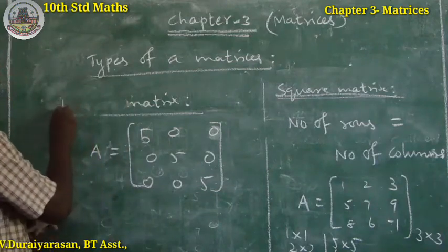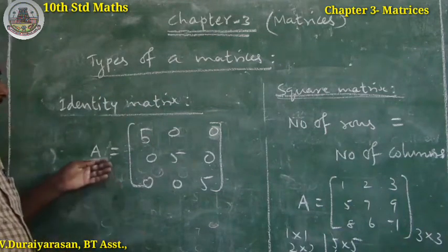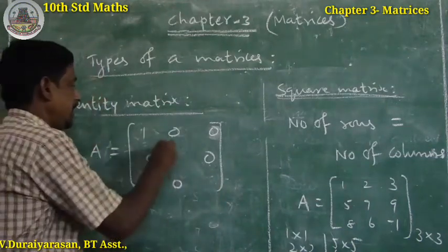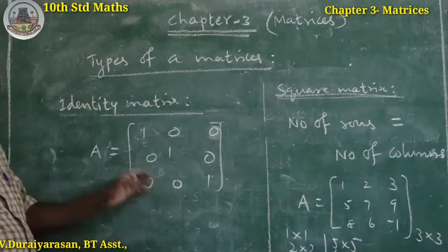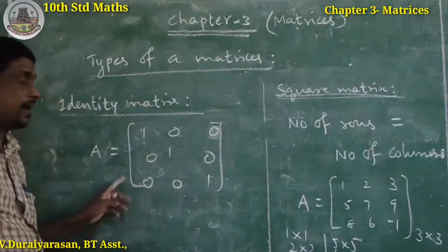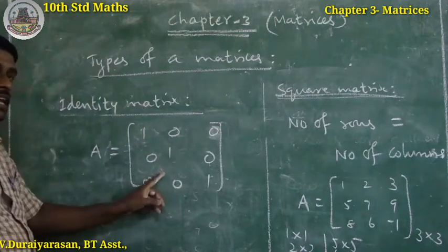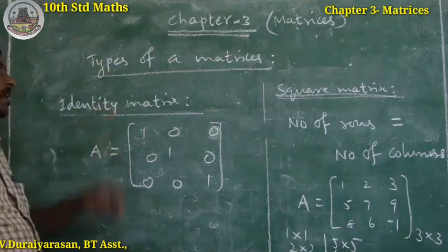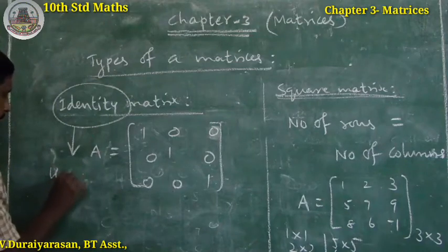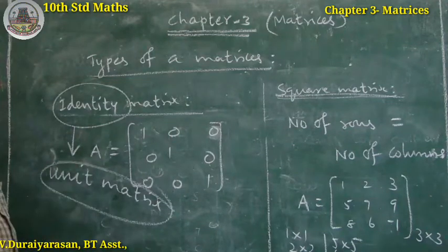Next, identity matrix. A scalar matrix whose leading diagonal elements are all 1 is called an identity matrix. A scalar matrix or a diagonal matrix whose diagonal elements are all equal to 1, then this type of matrix is called an identity matrix. The identity matrix is also called a unit matrix.